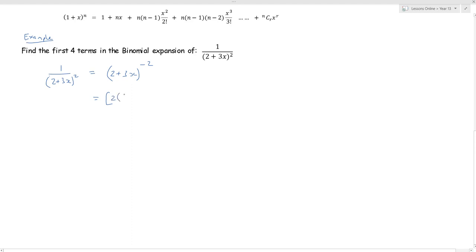That leaves us with a nice 1 here, plus, I've got to divide by 2, 3/2 x, and it's all to the power of minus 2. So each individual term then, to the power of minus 2, so that'll be 2 to the power of minus 2, times (1 + 3/2 x) to the power of minus 2.